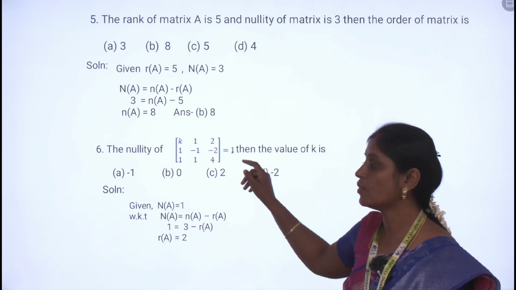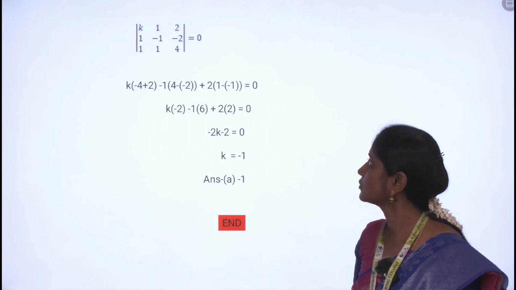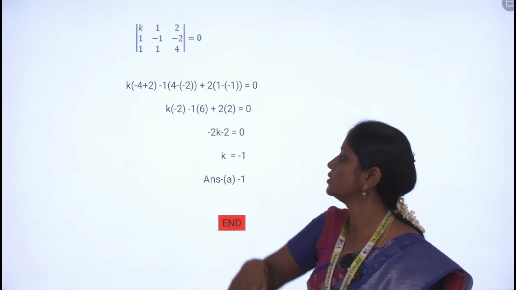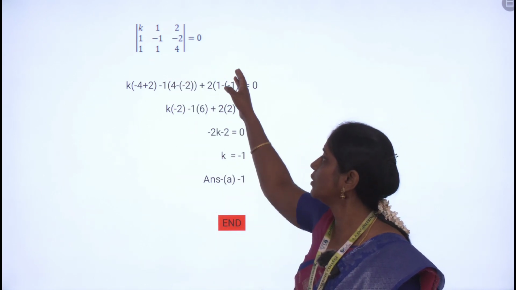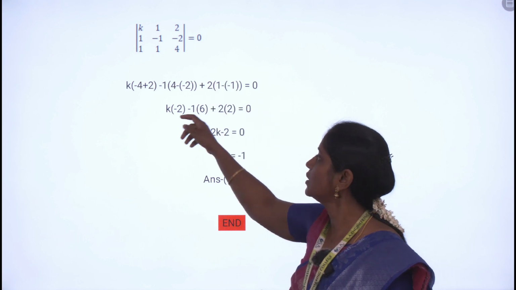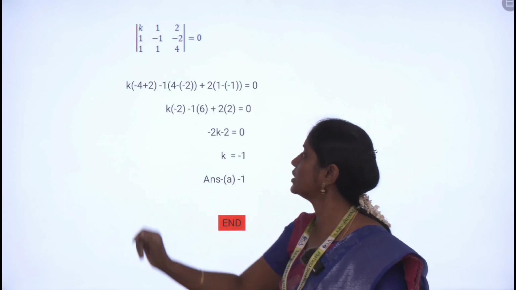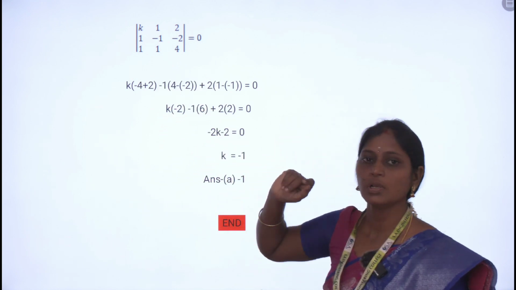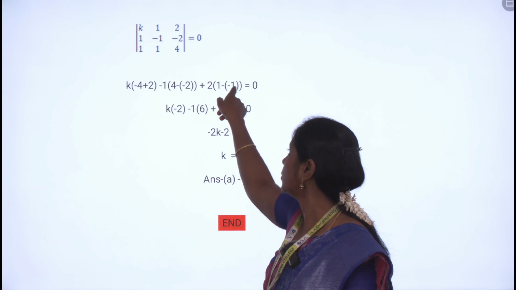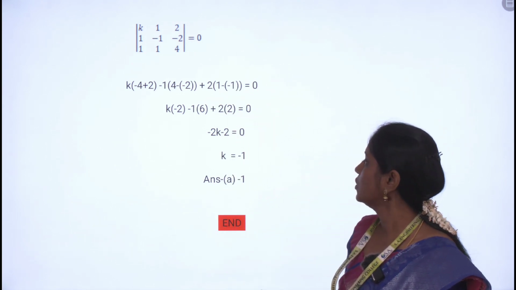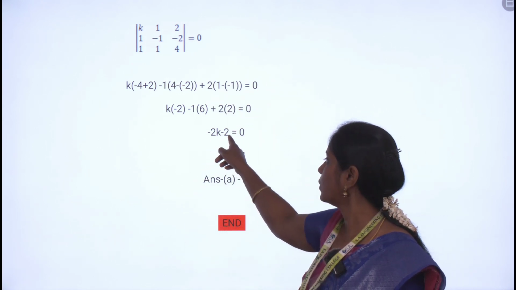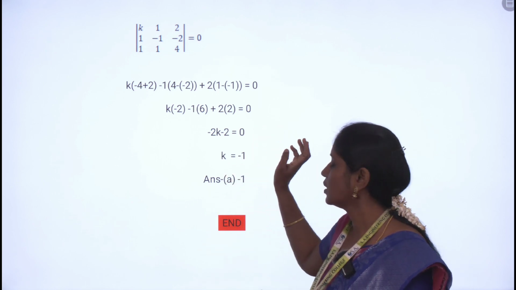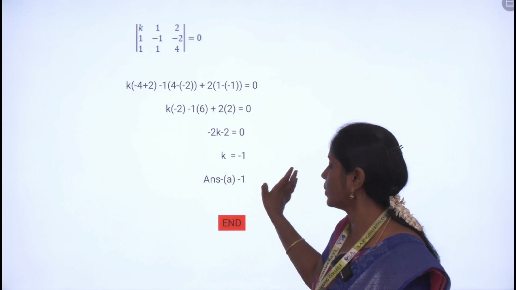And next, we want to find the value of K. So, the determinant K, 1, 2, 1, minus 1, minus 2, 1, 1, 4 equal to 0. We can solve the determinant. So, K into minus 4 plus 2, and next minus 1 into 4 minus of minus 2 plus 2, 2 into 1 minus of minus 1 equal to 0. So we get minus 2k minus 2 equal to 0. Therefore, the k value is equal to minus 1. Our option is A equal to minus 1.